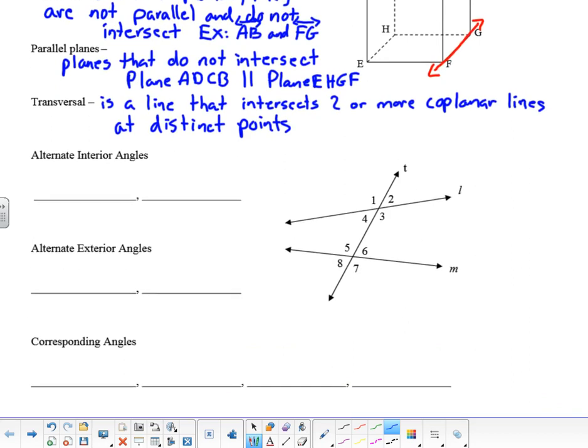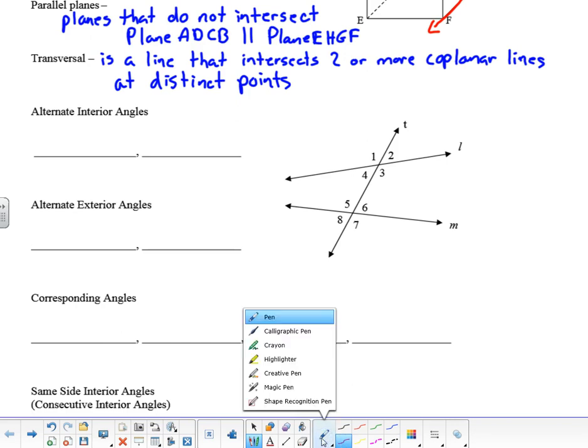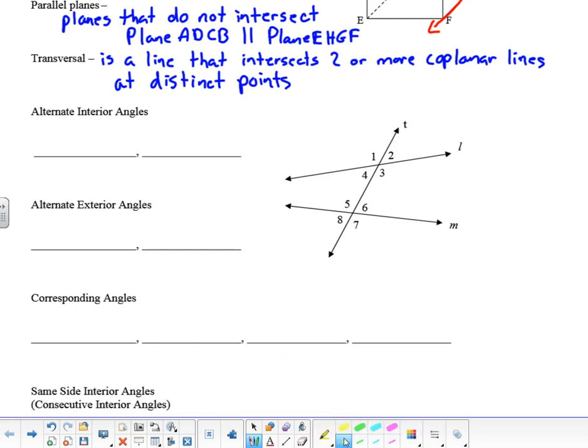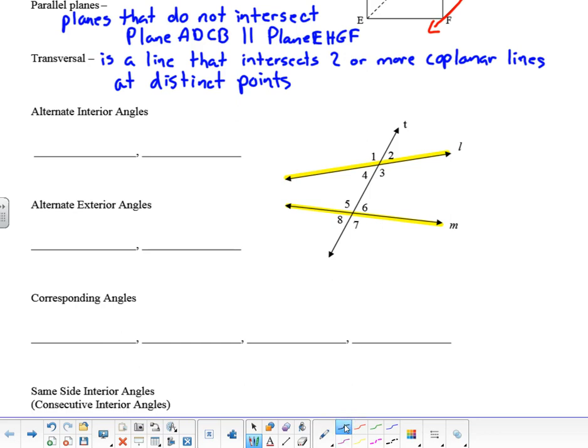Okay, so now we're going to identify these different angles, all right? And so we have alternate interior angles, and then we have alternate exterior, etc. So let's define these. So alternate interior angles. Now I'm going to highlight in this diagram to help us. The two lines that we have here are line L and line M, okay? And then this line here is our transversal.